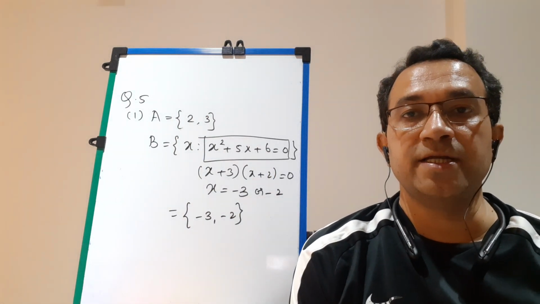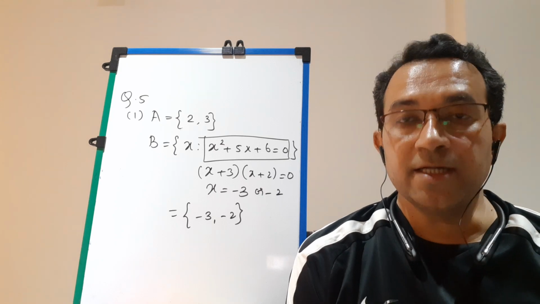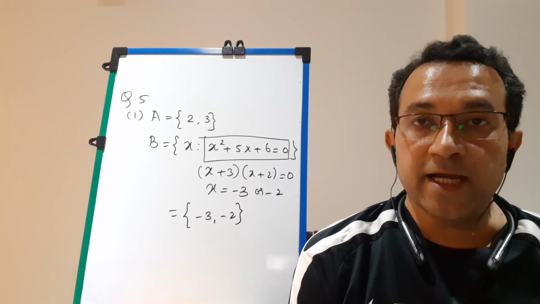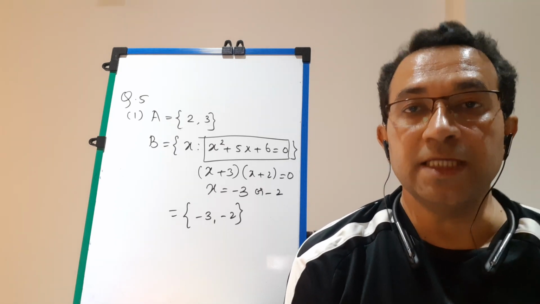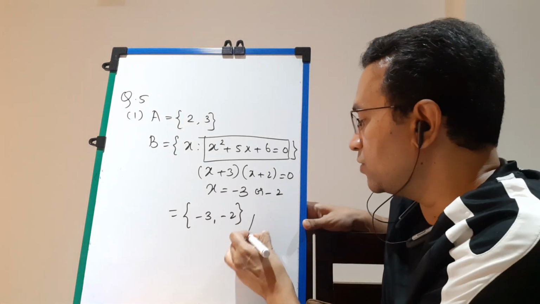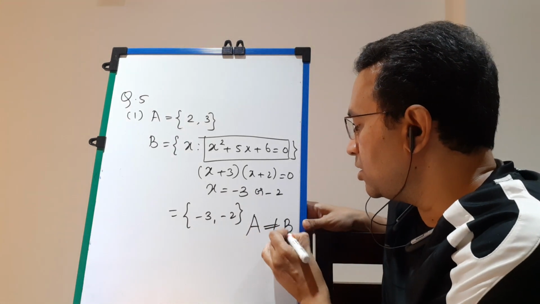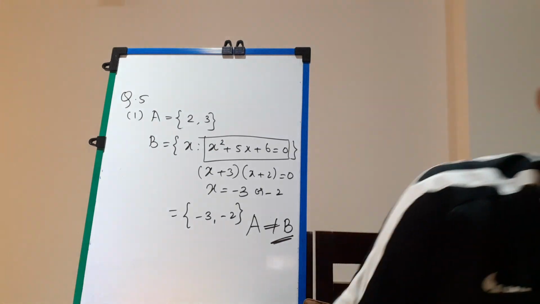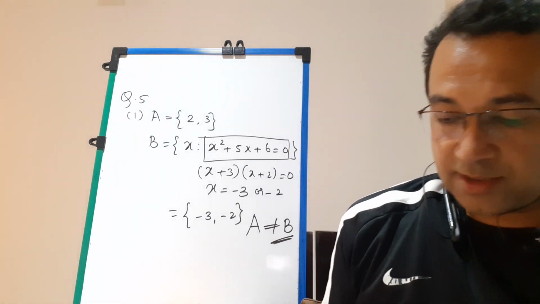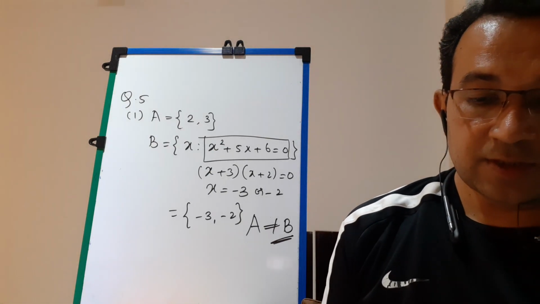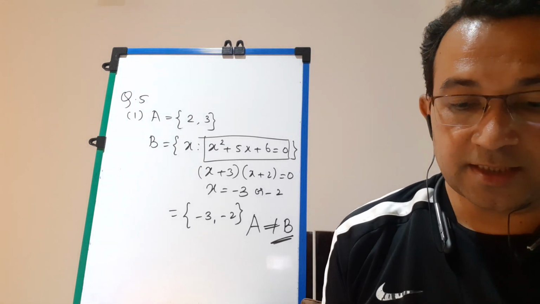And elements of set A are 2 and 3, students. Definitely we can say that these sets are not equal. So according to the definition of equal sets, A not equal to B. Now students, let us check the second pair. A is equal to x such that x is a letter in the word follow.